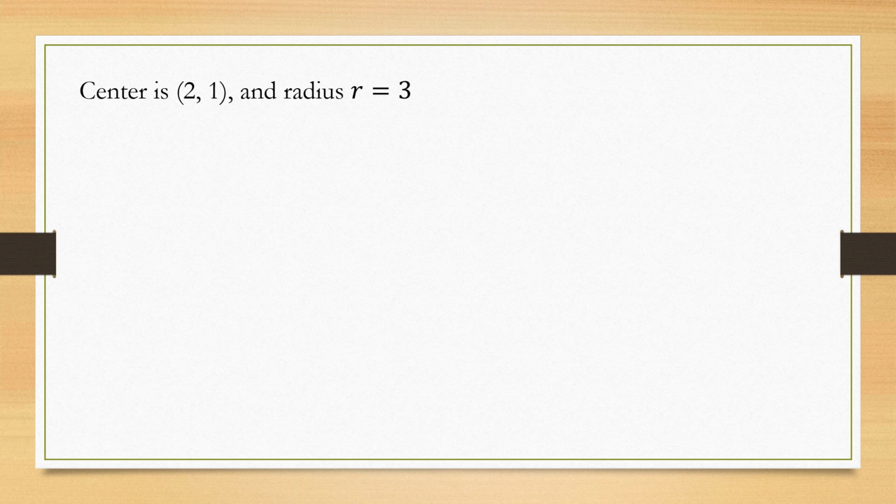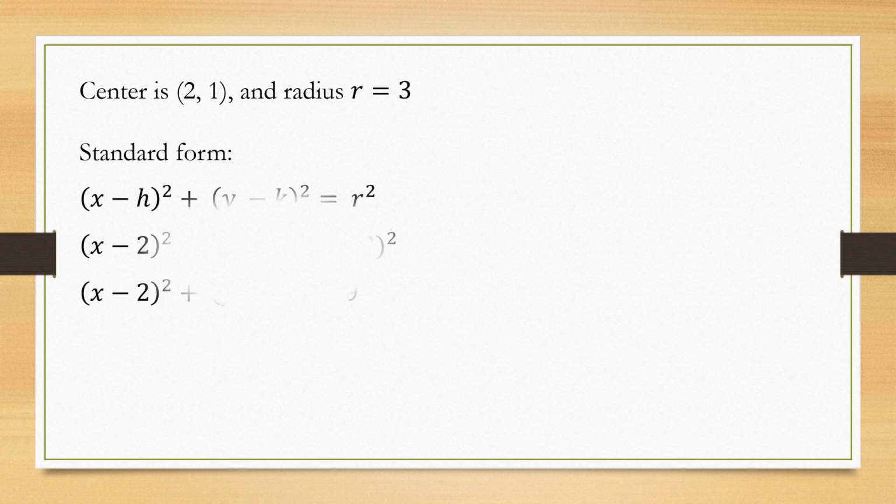We can now write the equation from the general form to its standard form. The formula is x minus h to the power of 2 plus y minus k to the power of 2 is equal to r squared. All we have to do is replace all the given quantities. h and k already have values of 2 and 1, and r is equal to 3. So we have x minus 2 to the power of 2 plus y minus 1 to the power of 2 is equal to 3 to the power of 2.